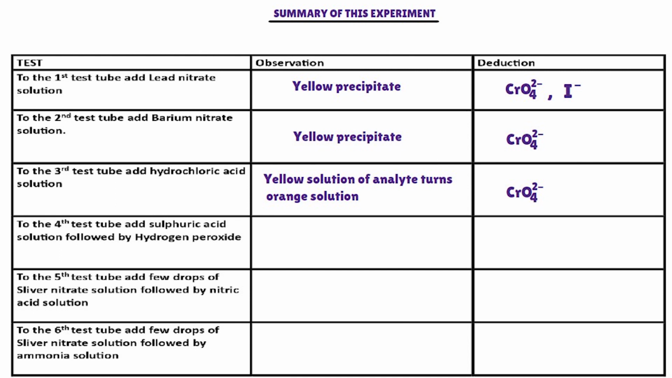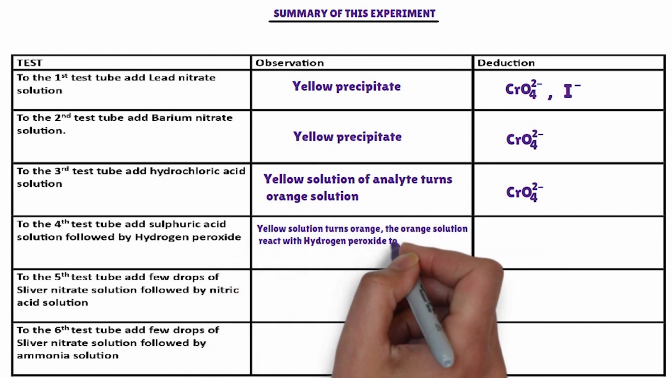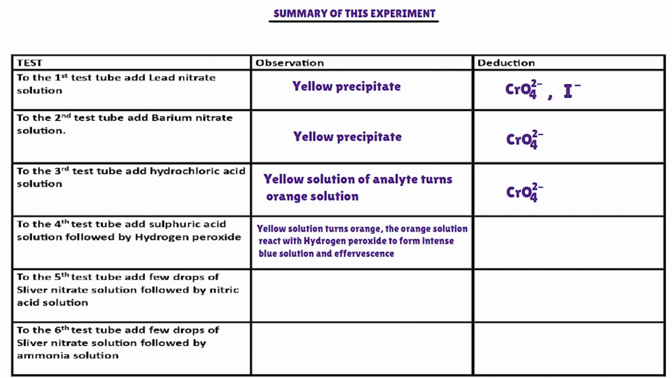Second confirmatory test. To the fourth test tube, sulfuric acid solution is added followed by hydrogen peroxide. The anion that reacts with diluted sulfuric acid, and the yellow solution of analyte turns orange, then the orange solution formed reacts with hydrogen peroxide to form intense blue solution and effervescence, is chromate ion. Chromate ion is confirmed. The anion present in the salt is chromate ion.